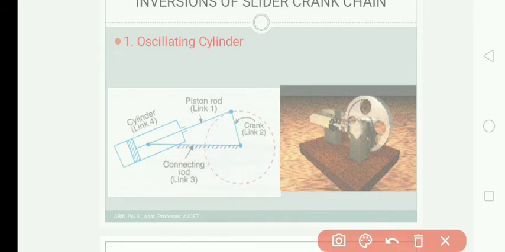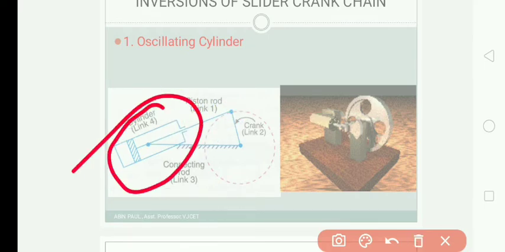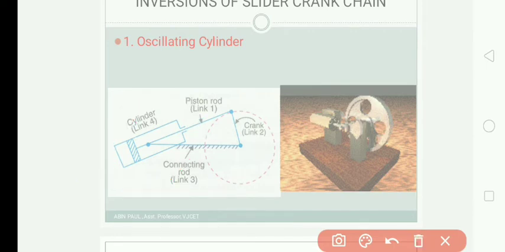The crank will rotate over this path. The rotation of the crank is given to the piston rod, which is link number 1 and which is connected to the cylinder. So when the crank rotates, the cylinder will oscillate and the connecting rod is fixed here. So that is an oscillating cylinder mechanism. This also converts rotary motion to oscillating motion.